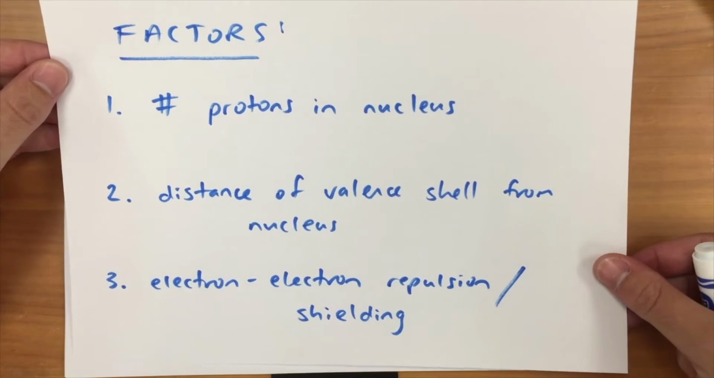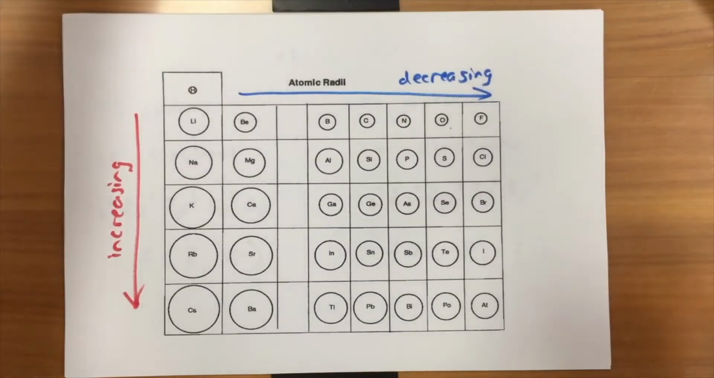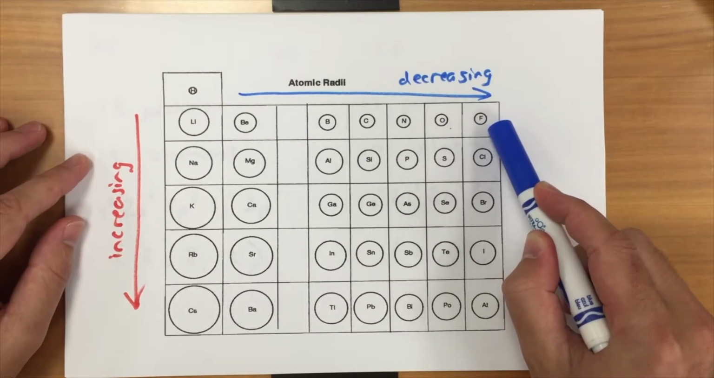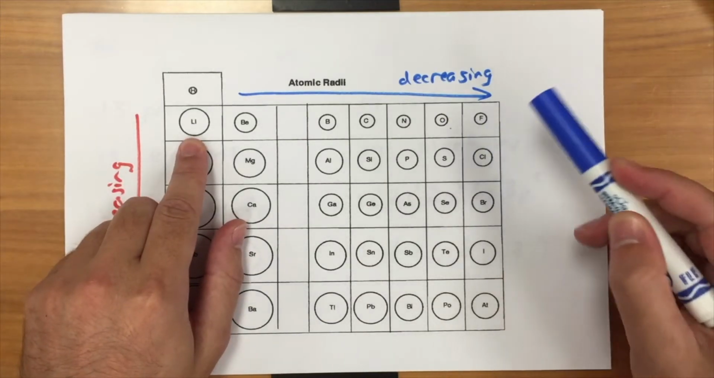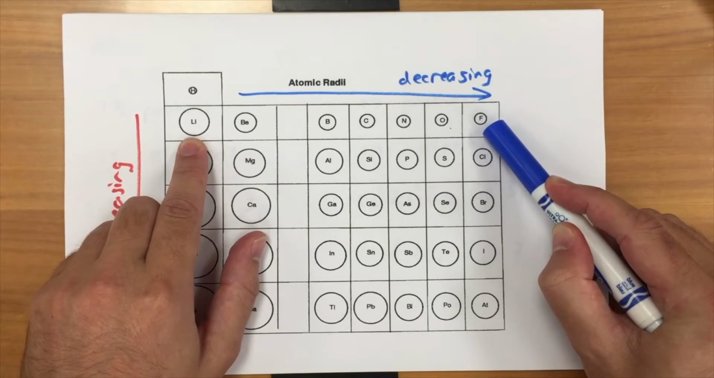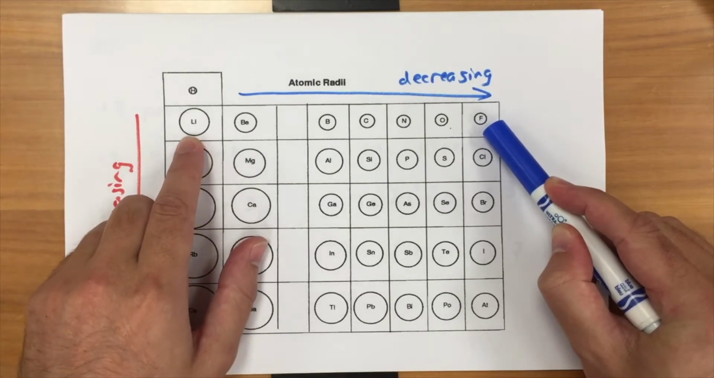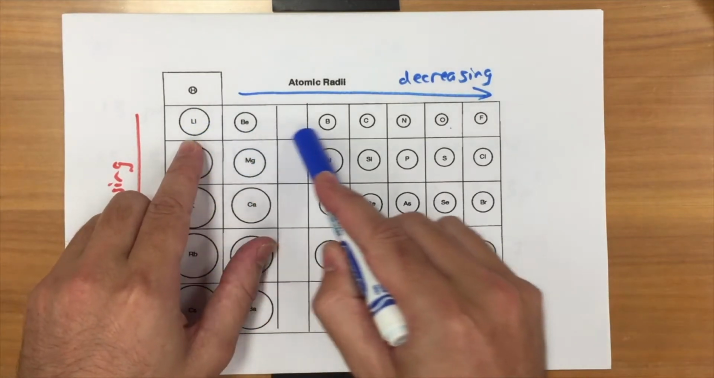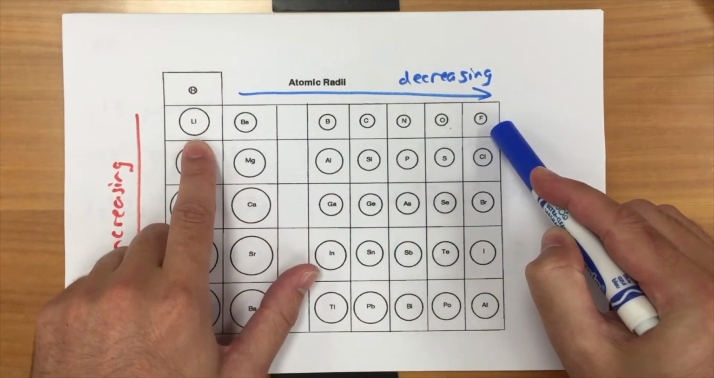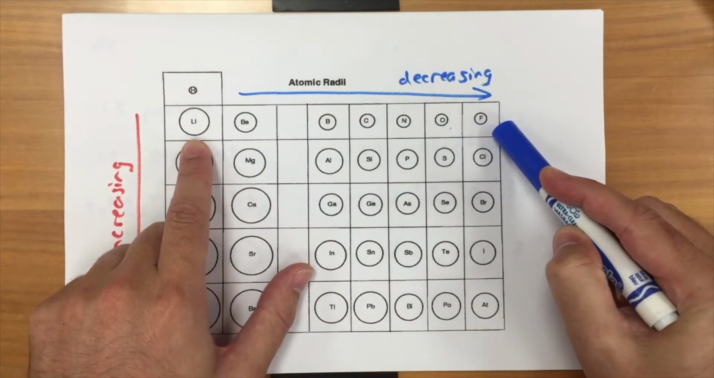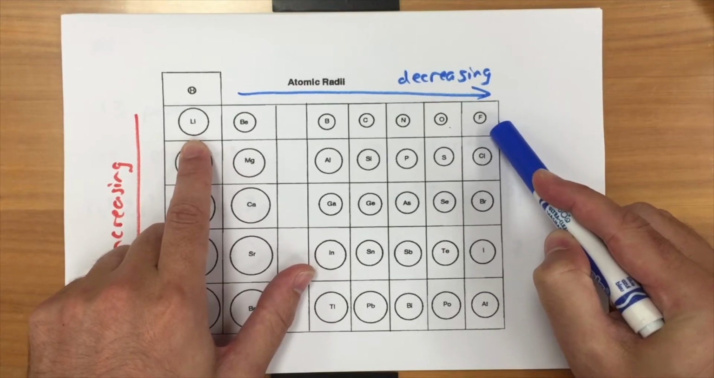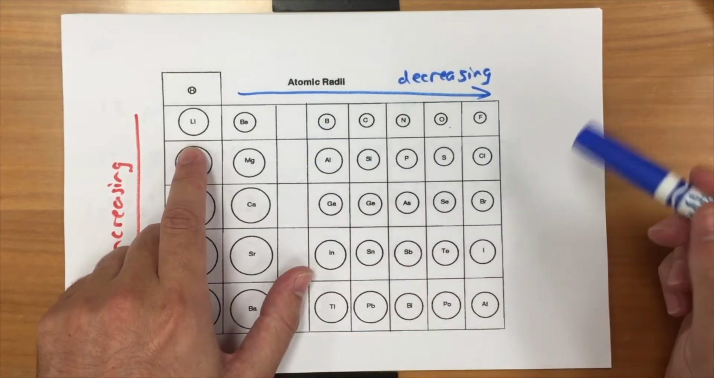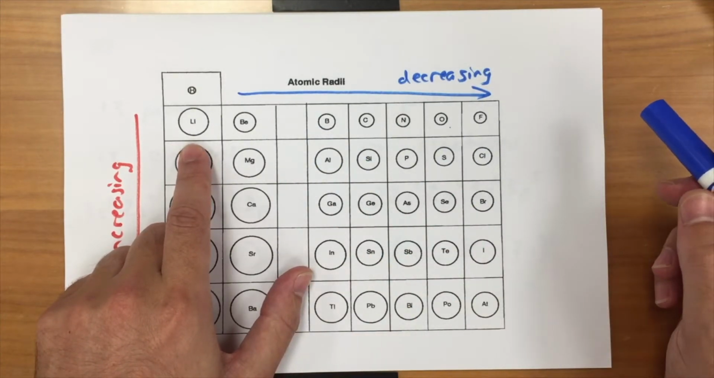So first of all, the number of protons in the nucleus. Well, as we go left to right, we are getting more protons in the nucleus. Lithium having 3, fluorine having 9. As we go across a period, we are also getting the electrons added into the same energy level. They are all in the second energy level, the 2s and the 2p subshells specifically.